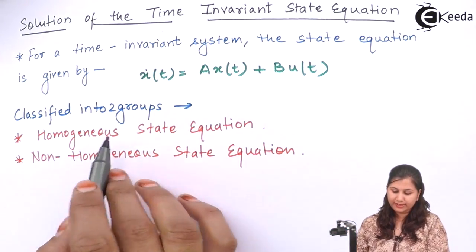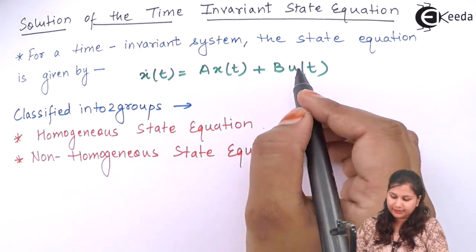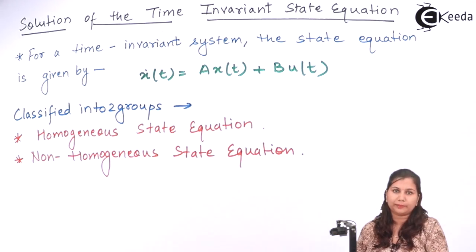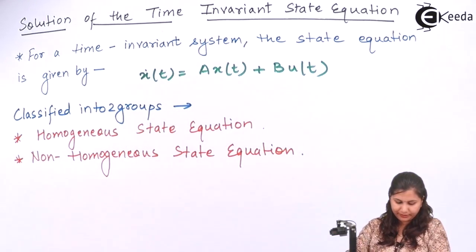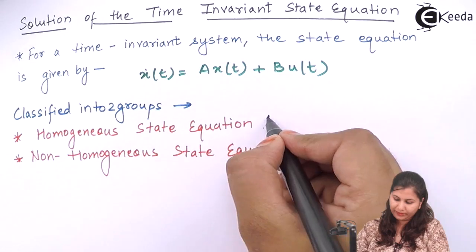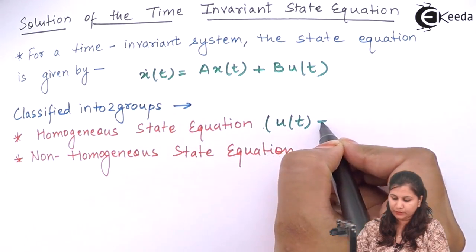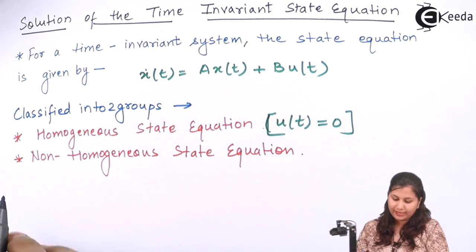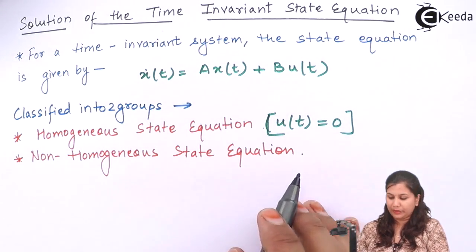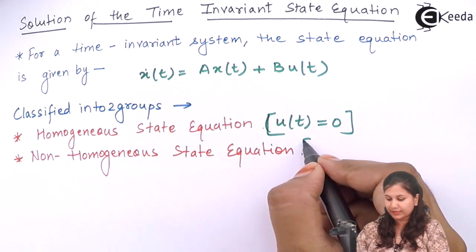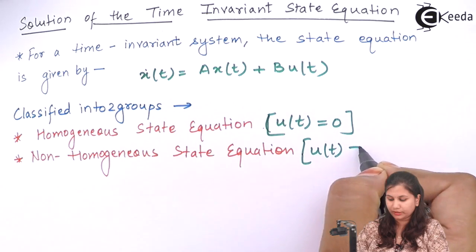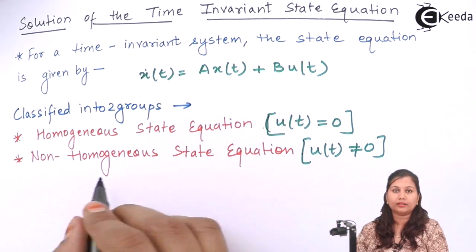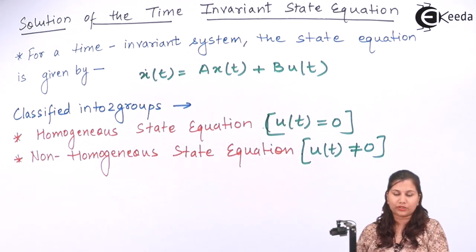Now in the homogeneous state equation, this input u t is not present. So u t is absent here, or we can say that u t is equal to 0. Whereas in the non-homogeneous state equation, u t is present. So we can say that u t is not equal to 0.